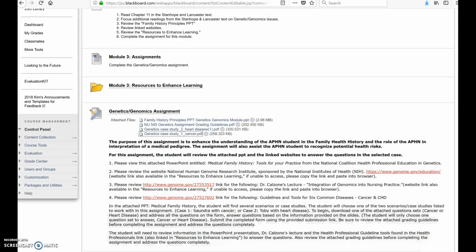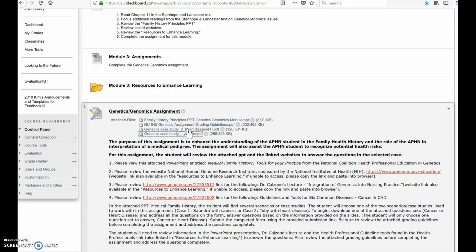So for the assignment for this module, you're going to go to the PowerPoint that I showed you just a moment ago, and you're going to go to certain slide numbers. There are 2 cases, and you'll just choose one of them. They're linked here. There's a genetic case that deals with heart disease. There's a genetic case that deals with cancer. Whichever one you're interested in, if you're interested in cancer, choose study 1. If you're interested in heart disease and genetics, choose study 2.